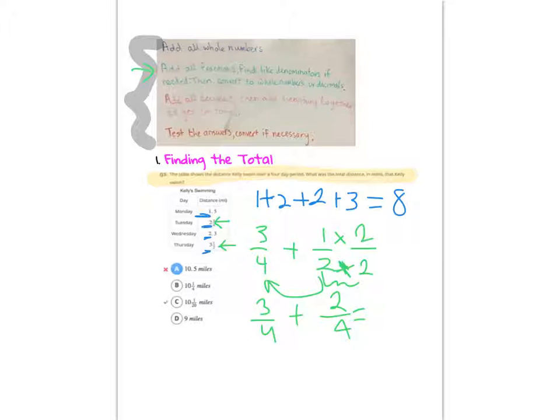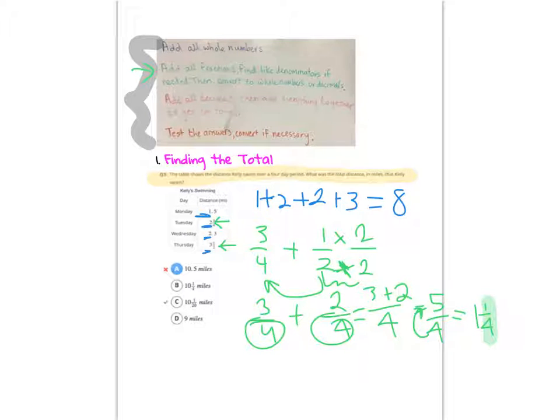Because these are like fractions, the denominators are the same. We keep the same denominator and we add the numerators. 3 plus 2 is going to give me 5 over 4. Last but not least, it's actually not last. This is improper, so we know that 4 fits inside of 5 one whole time with a remainder of 1 out of the 4.